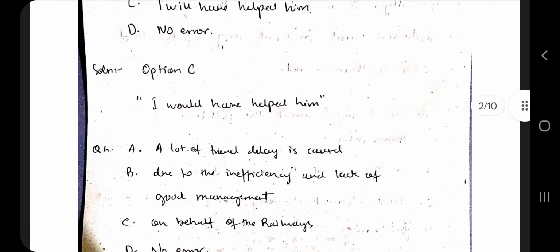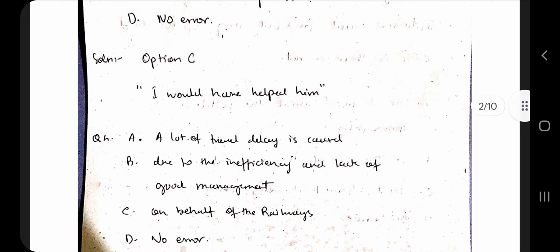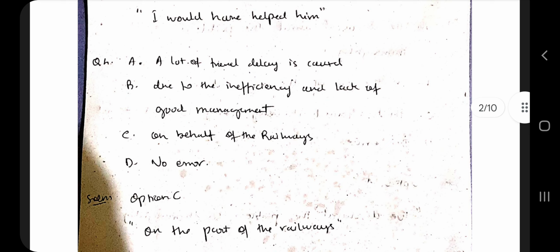The next one is, a lot of travel delays caused due to the inefficiency and lack of good management on behalf of the railways. So here the error is in the third part, on behalf of. Instead of behalf we can write on the part of.